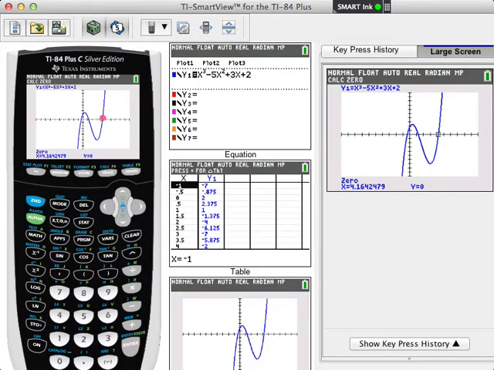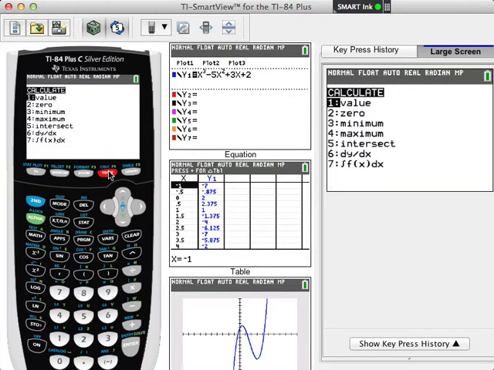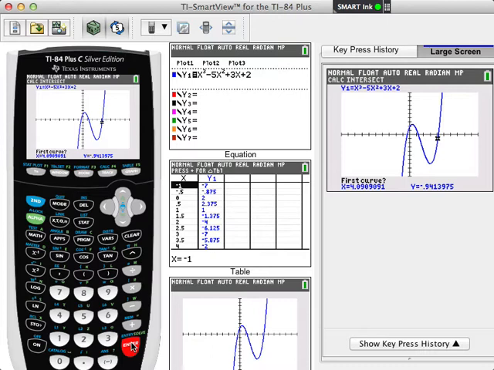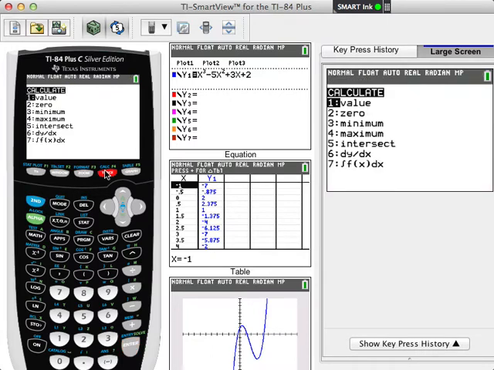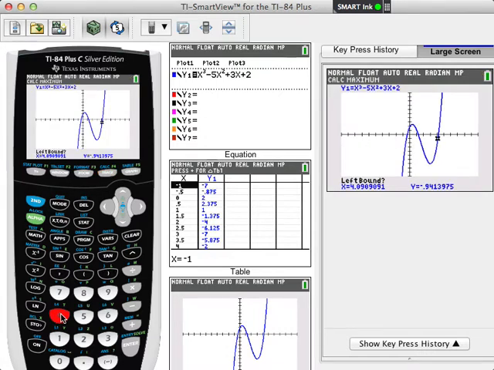So if I want to find my maximum value, I'm going to go second, calc. Okay, I want to find my maximum, which is number 4. So I can either arrow down to number 4 or hit the number 4. Now it says the same, I did not hit the right thing. We want to find the maximum. So I need to be left bound.